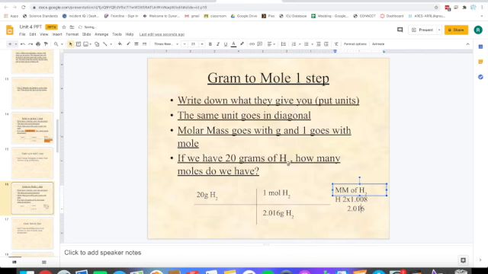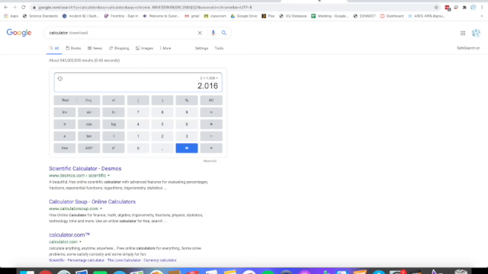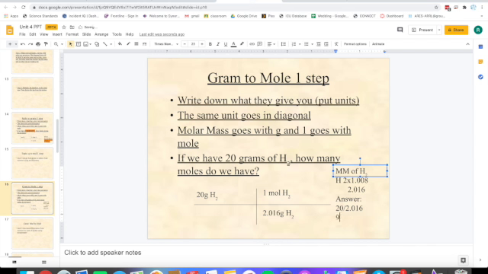All right, so now that we have that, we can figure out what our answer is. So you'll multiply the top. So 20 times 1 is 20. And then you divide whatever's at the bottom, which in this case is 2.016. So in our calculator, we'll have to do 20 divided by 2.016. That gives 9.92. So 9.92 is your answer, and your unit's going to be mole of H2 because that's what's in this last upper box up here. And that's what you're looking for.